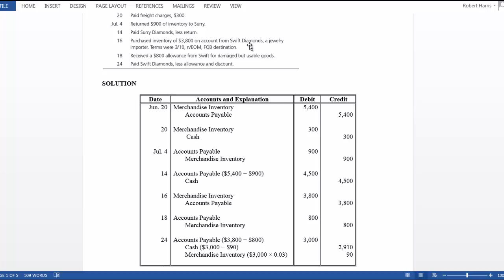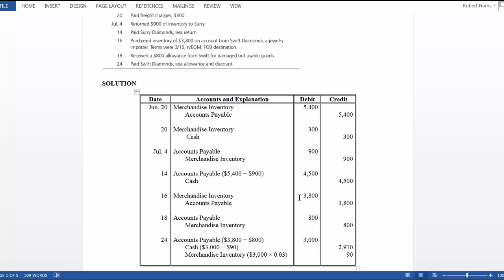With FOB destination, we are not going to be required to pay for the shipping, okay? Because that means that it is the possession of the seller until it arrives at our destination, and it's not typical for the buyer to pay for the shipping. So this is on the 16th, this is what this is going to look like.